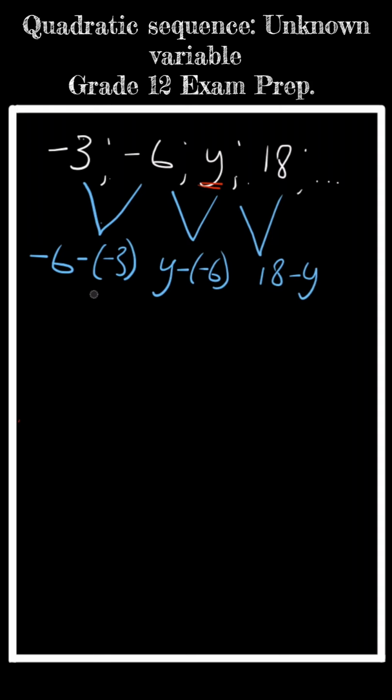Then it will be 18 minus the third term, which is y. And we can quickly simplify this so it looks a bit neater and more visually pleasing, which will be negative 6, negative and negative will be positive 3, and y, negative and negative will be positive 6, and we can keep 18 minus y as is. So you can see that that's negative 6 plus 3, we can just simply write it as negative 3. I'm just doing this so that I can save space.